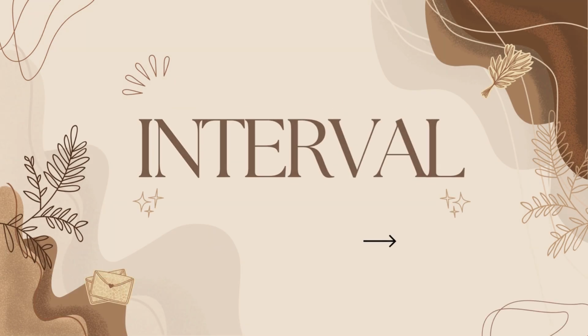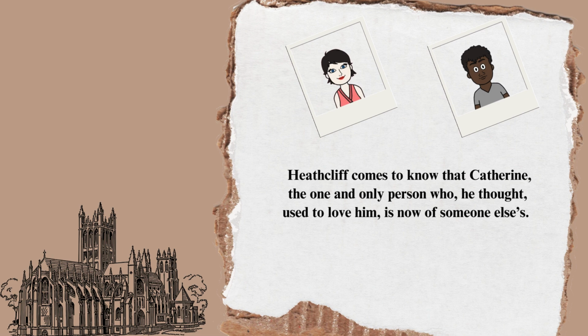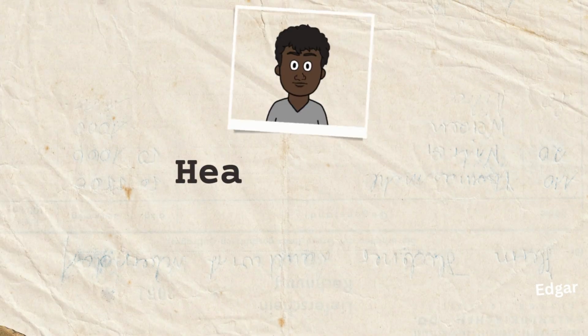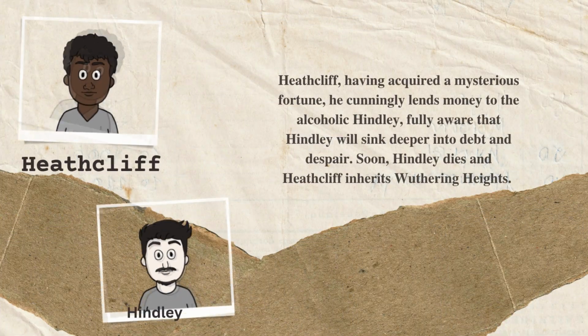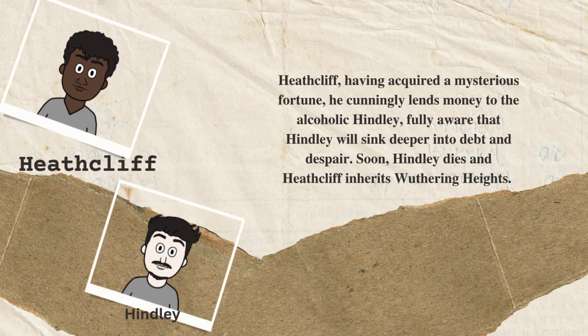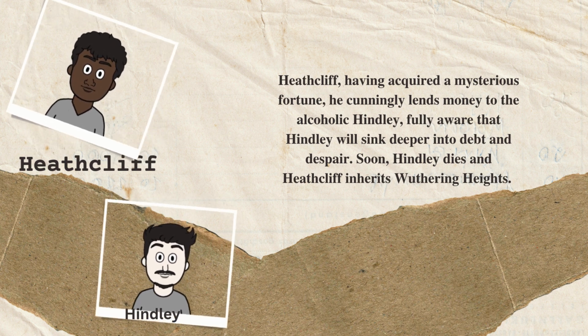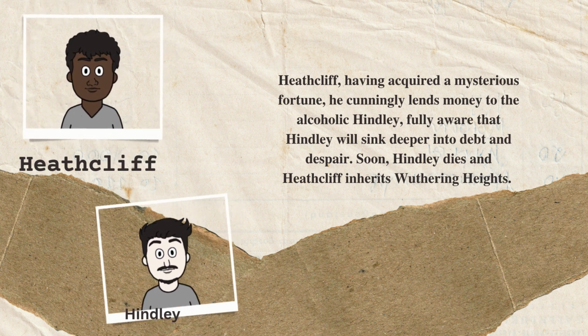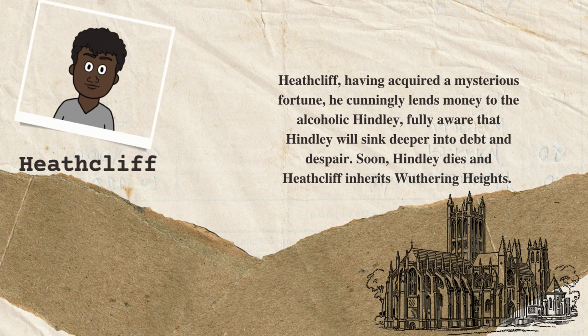Now this is a kind of interval situation for the novel. Heathcliff comes to know that Catherine, the one and only person who he thought used to love him, is now of someone else's. When Heathcliff returns, he immediately seeks revenge on those who wronged him. Having acquired a mysterious fortune, he cunningly lends money to the alcoholic Hindley, fully aware that Hindley will sink deeper into debt and despair. Soon, Hindley dies, and Heathcliff inherits Wuthering Heights.